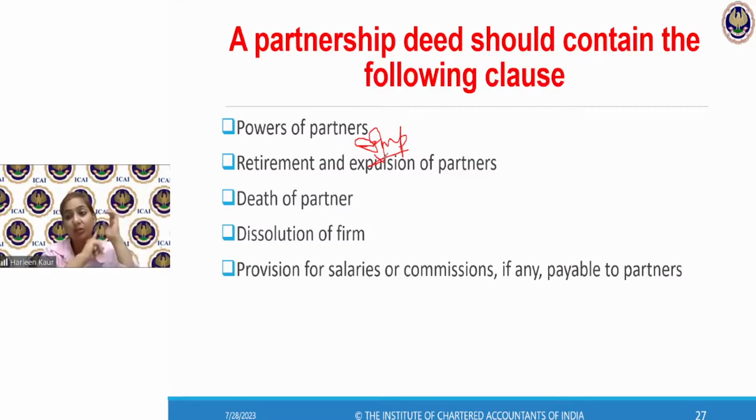that this clause was included, now please pay me my money which was agreed earlier. So that's why they say that it's always beneficial to have a written partnership deed.